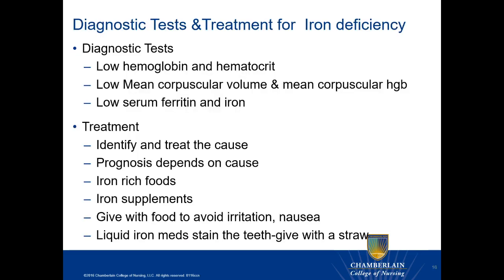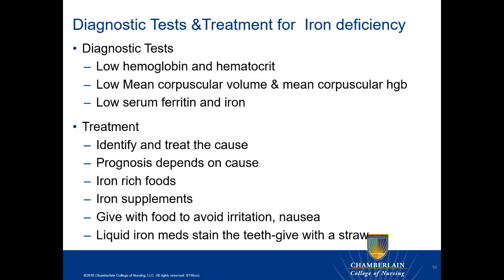So what are diagnostic tests? Well, we start with the hemoglobin and hematocrit. And if that's low, we start looking for why it could be low. And we may trial some treatment. A low mean corpuscular volume, and that is the volume of the cell, will be small because it doesn't have that hemoglobin in sufficient quantities. And the mean corpuscular hemoglobin itself may be low. Low serum iron, low serum ferritin, we talked about those.